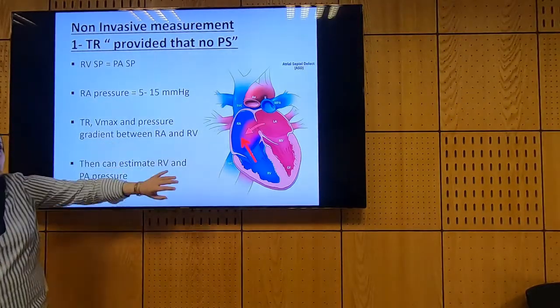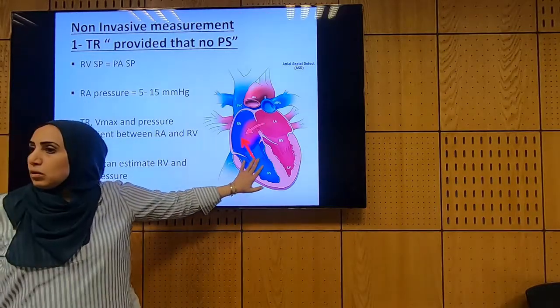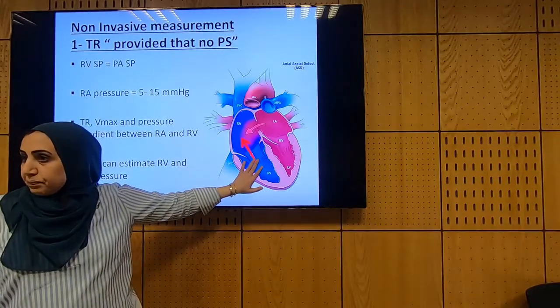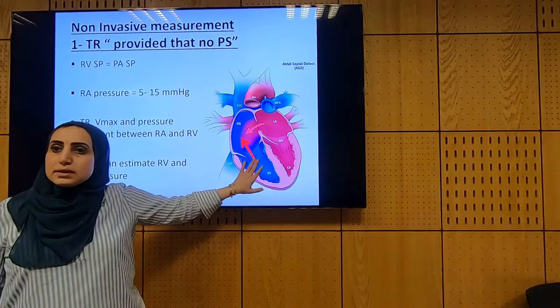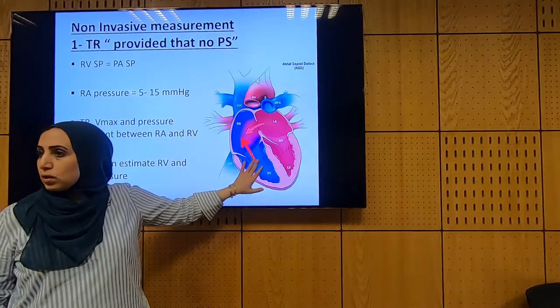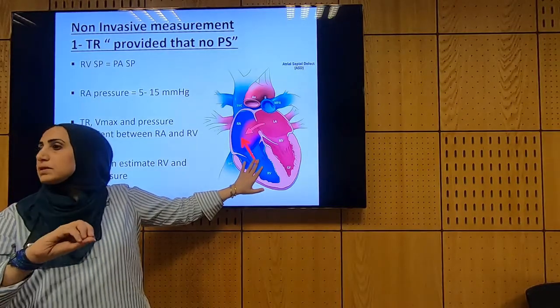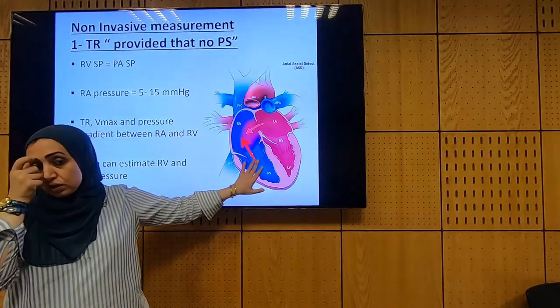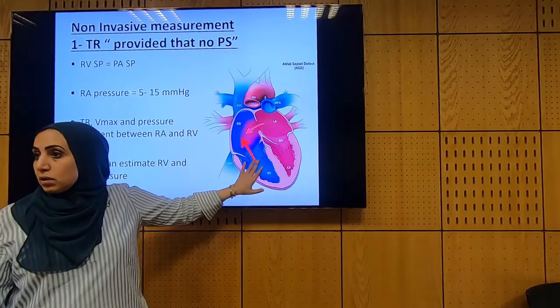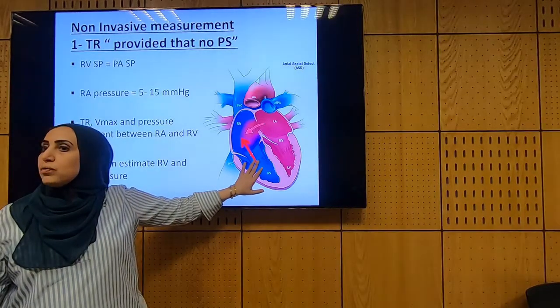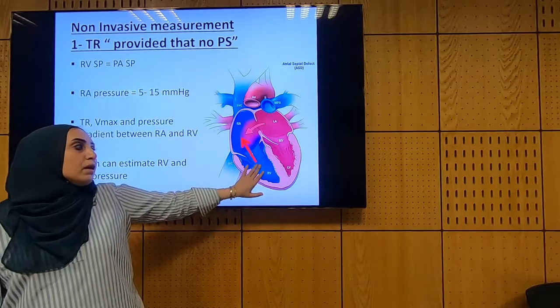So actually, we would like to know the pulmonary artery pressure exactly, and the easiest way is invasive. You go to the lung by a cath or Swan-Ganz, so you measure it invasively to know what the pulmonary artery pressure is. But this is not applicable in all patients, so we will go for non-invasive.